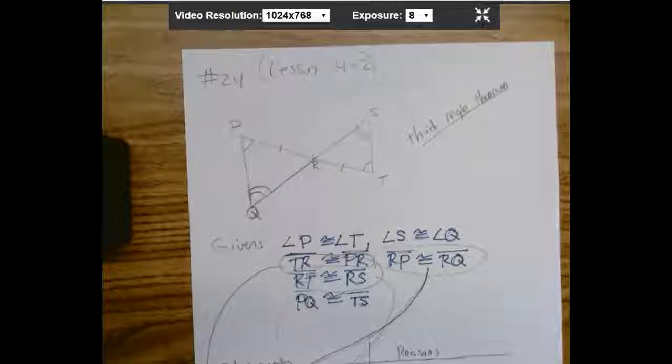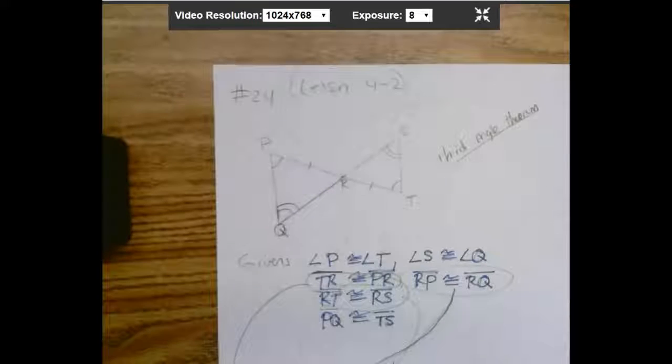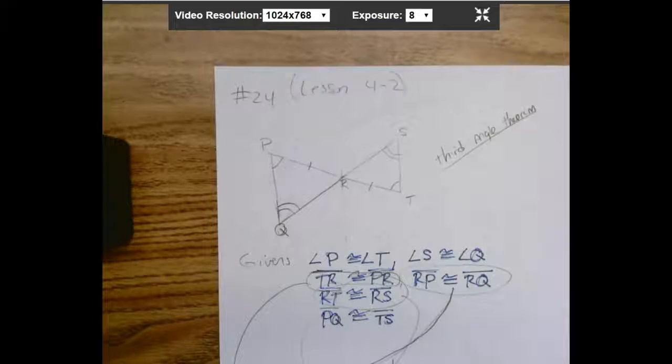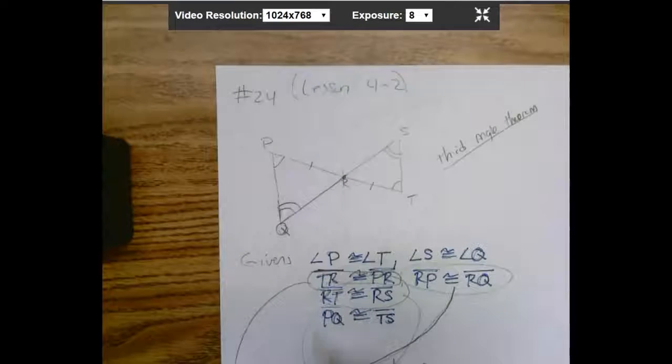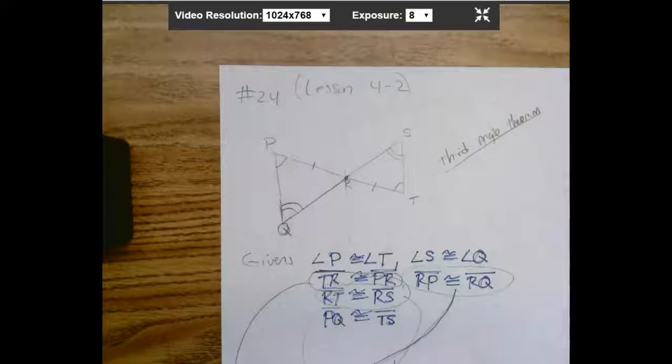Alright, so here we go. I'm going to show you a problem from the book, Lesson 4.2. This is number 24. We had talked about this in class a little bit. We have this drawing here with two triangles that are right up against each other, and they have a shared point R. And we have some angles and some sides that are congruent, right?